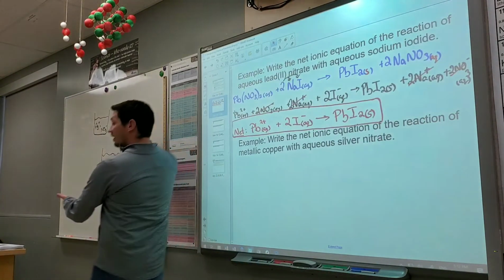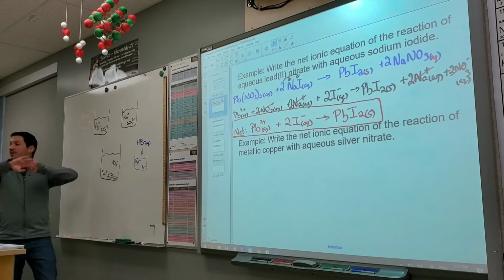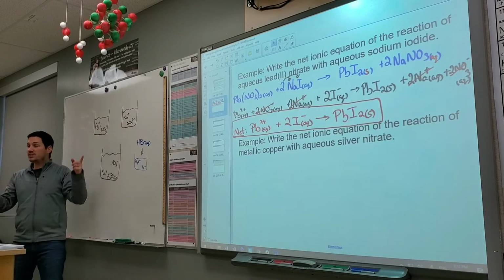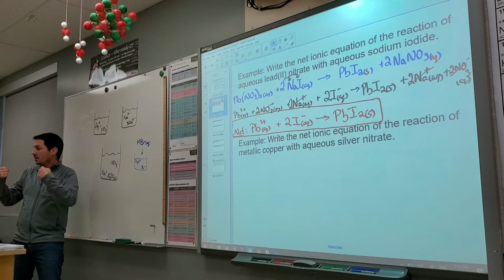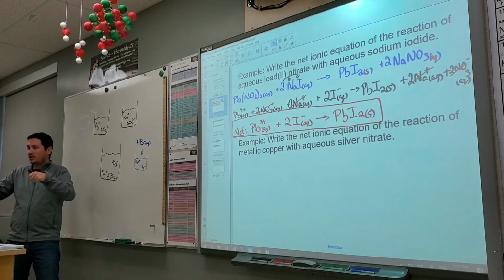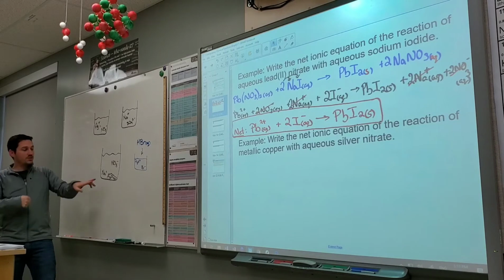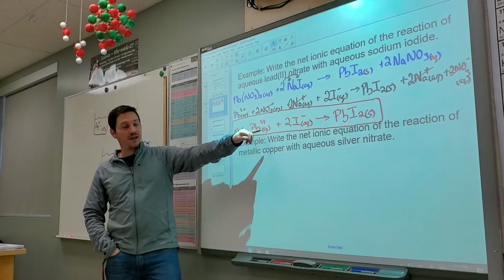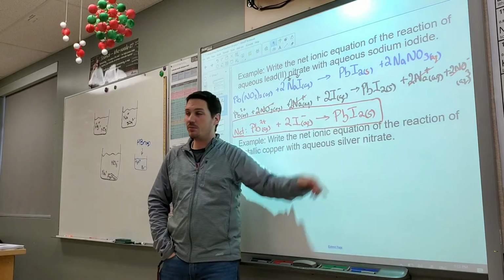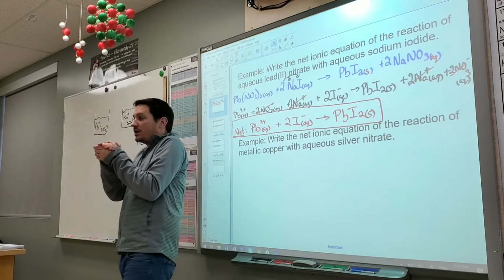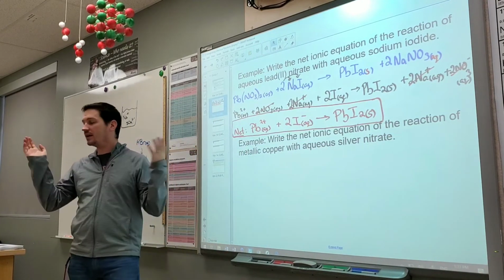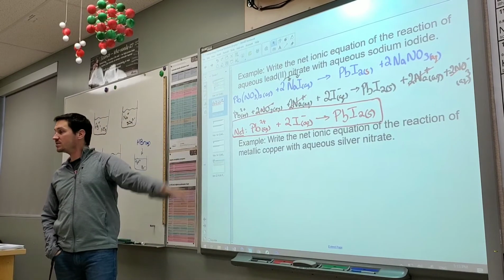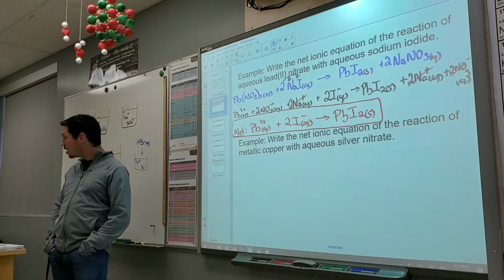Just like over here, when we put the two beakers together, it was just the silver ions and the sodium ions. Once they bumped into each other, right? They bumped into each other and then they hugged each other and they didn't want to let go, so they made a precipitate. Same thing here. The lead 2+ ions and the iodide ions, when they combine, they just hug each other, they make a precipitate, and they never let go. That's the only change here. Any questions about that? No?